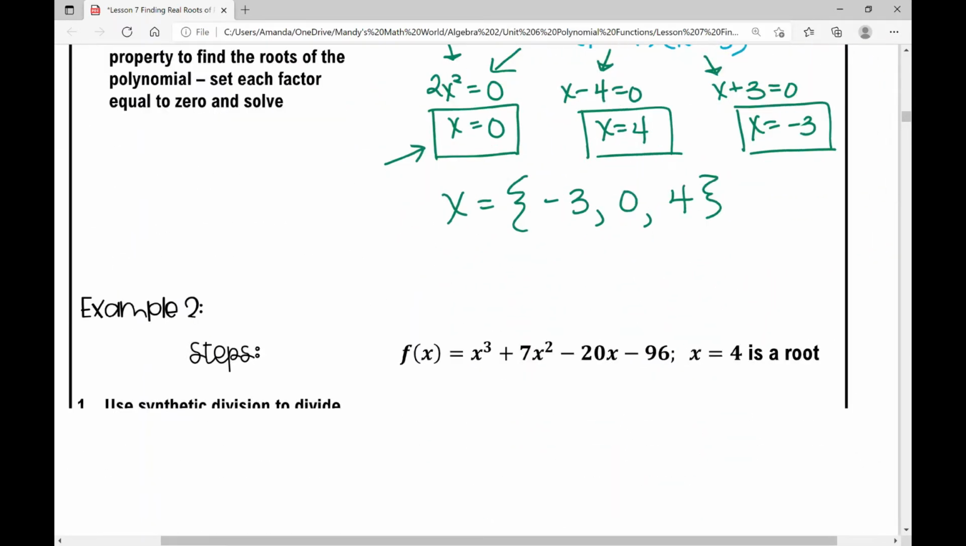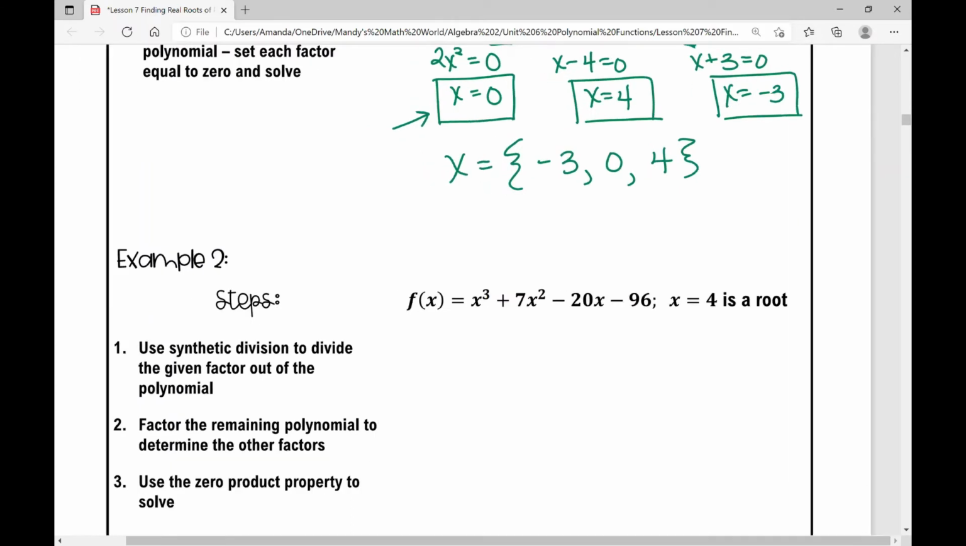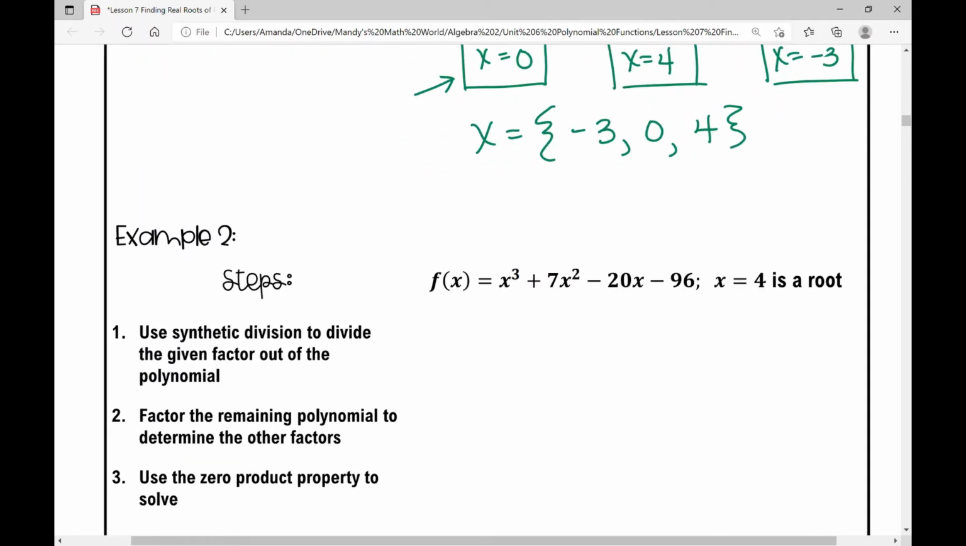In this second example right here, we look at it: x cubed plus x squared minus 20x minus 96. When I see a 4-term polynomial, I think, all right, I'm going to factor by grouping. Well, I can't do that in this case. So I'm not able to factor this particular one, but I'm given a little piece of information right here. x equals 4 is a root.